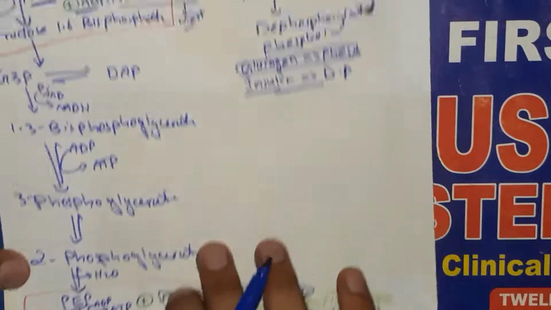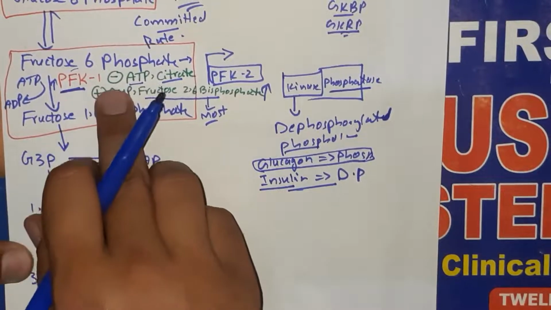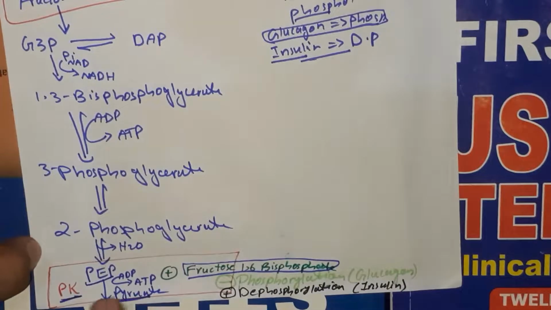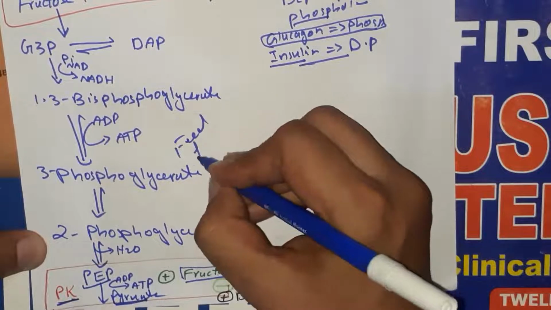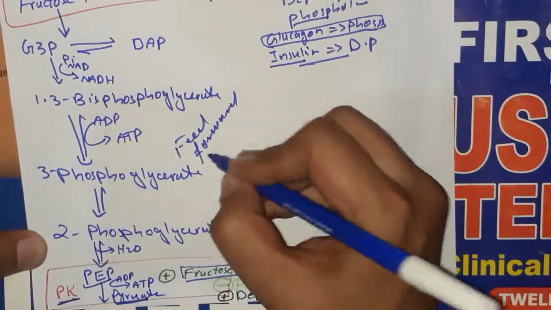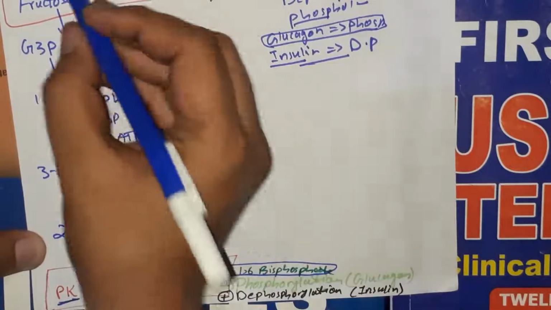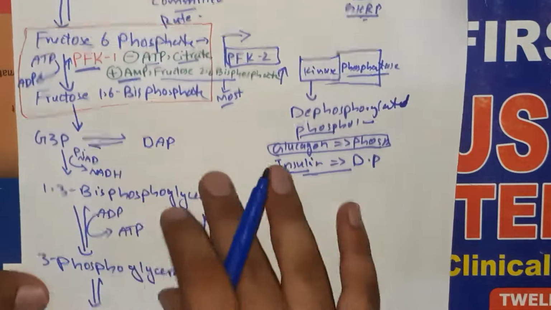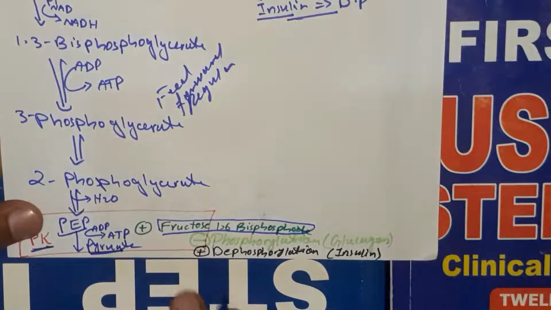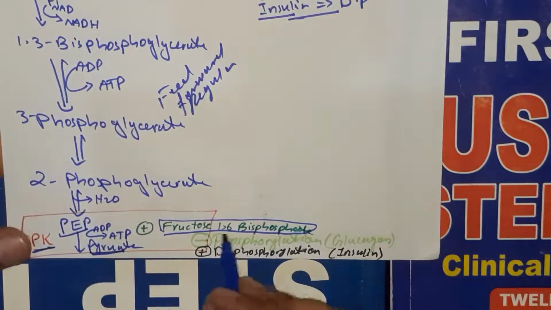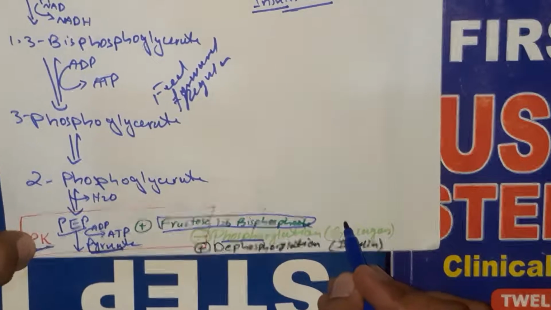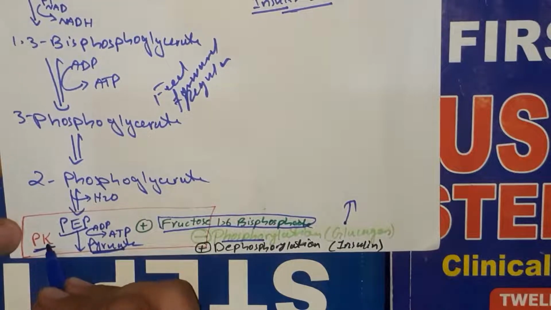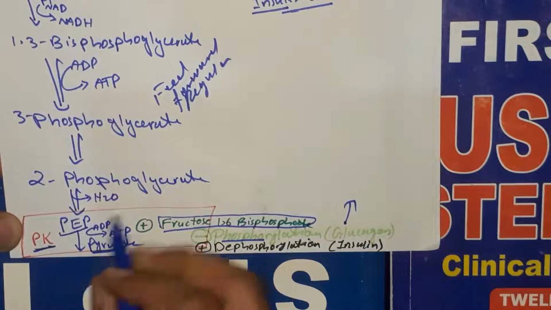So the product of phosphofructokinase 1 stimulates pyruvate kinase. In this way, the activity of two kinases, phosphofructokinase 1 and pyruvate kinase, is coordinated, and this is regulated as feed forward regulation, in which the product of one reaction stimulates the next reaction. Pyruvate kinase is inhibited by phosphorylation, and phosphorylation is promoted by glucagon. When glucagon levels are increased, pyruvate kinase is in phosphorylated form, and conversion of phosphoenol pyruvate to pyruvate is decreased.